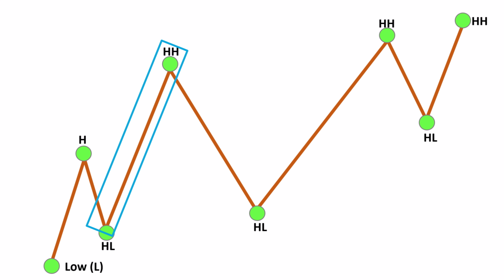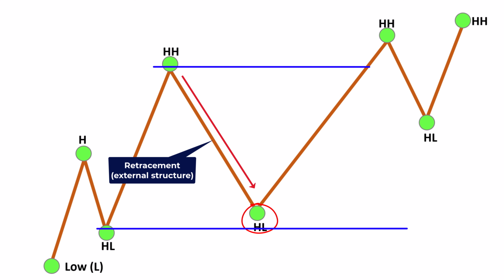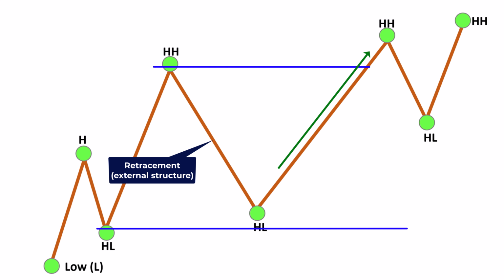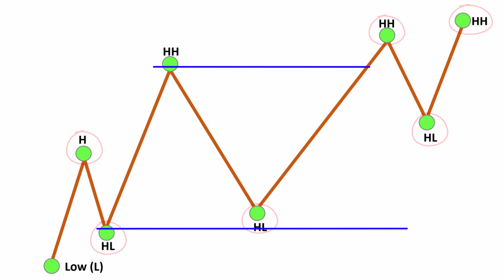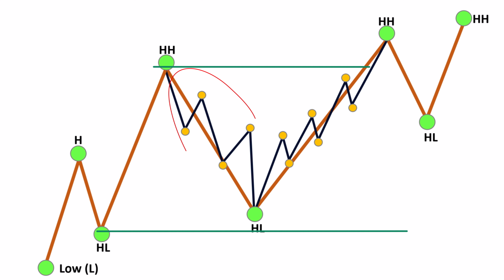Let's pick this bullish wave and draw horizontal lines on the confirmed higher high and higher low. After this, price retraced up to this higher low and then continued and broke this higher high to create a new higher high. Remember, all these points are defining the external structure. So as long as price is respecting this higher low and continues to break higher highs, the external structure remains bullish.